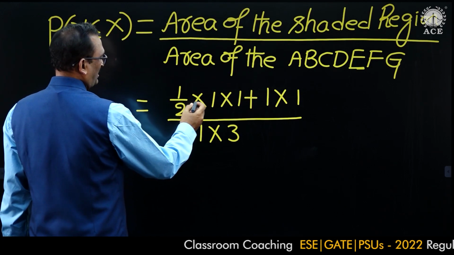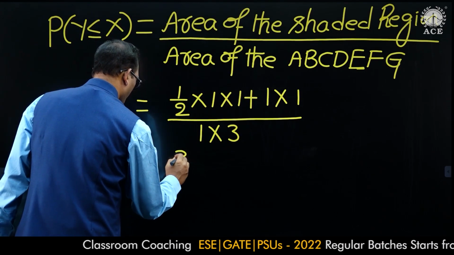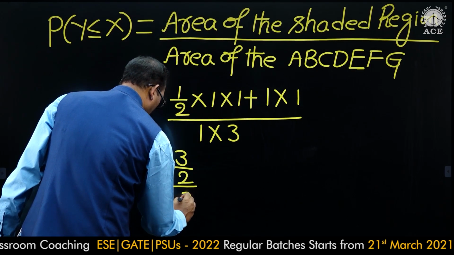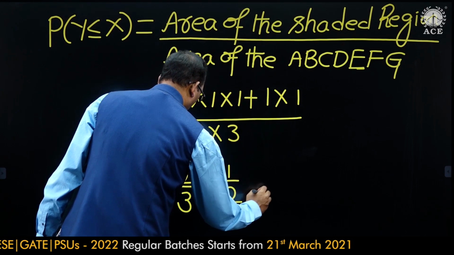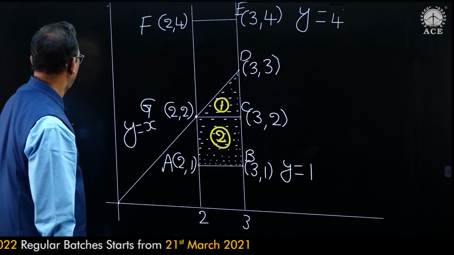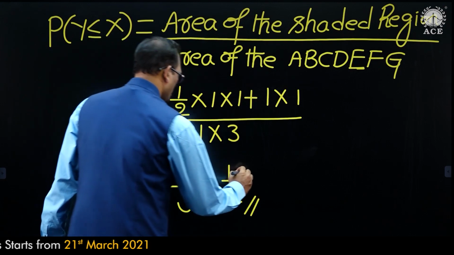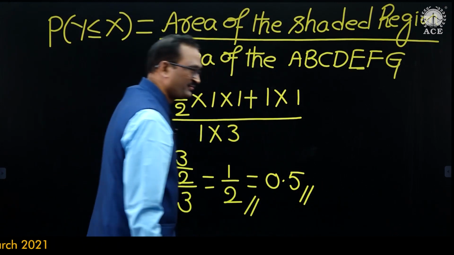Now this is 1 by 2 plus 1, that is 3 by 2, divided by 3. So the answer is 1 by 2, that is 0.5. So 1 by 2 is the required answer. It is a fill in the blank question, so 0.5 is the answer. Thank you.